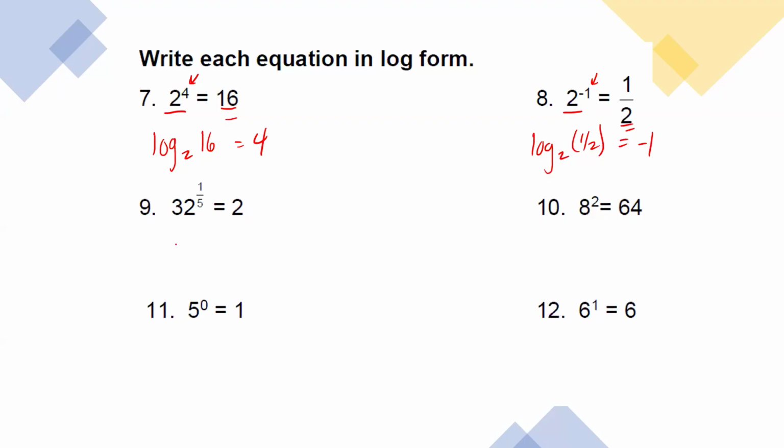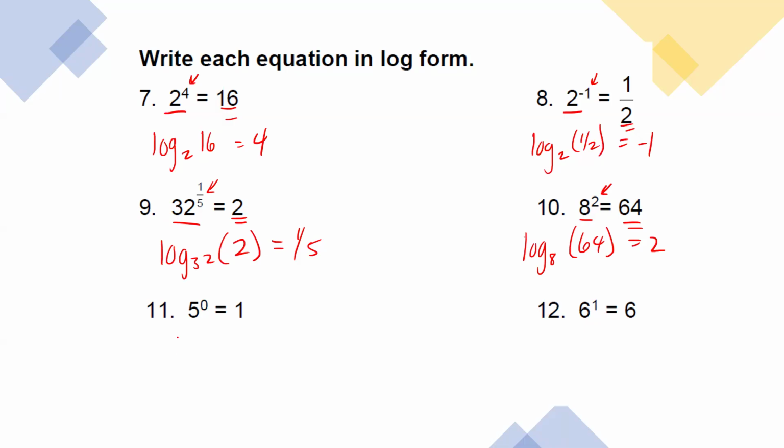See how we did. So here again, the base of the exponent becomes the base of the log. Boom. The solution of the exponent becomes the argument of the log. And the power becomes the solution. How do we do? So we have log base 8, argument 64 equals 2. Then we have log base 5, argument 1 equals 0. And then we have log base 6 of 6 equals 1.